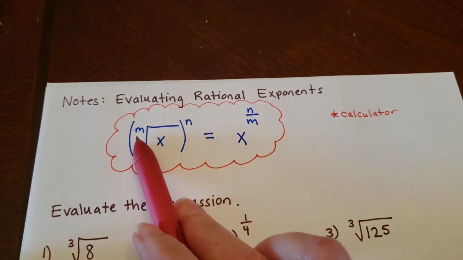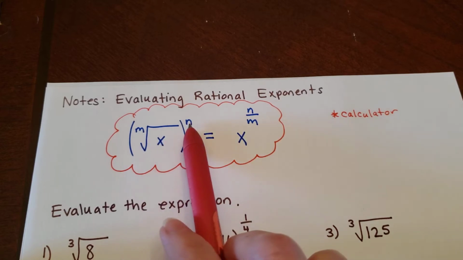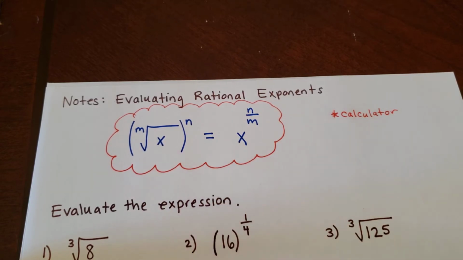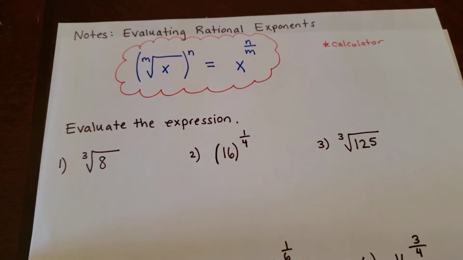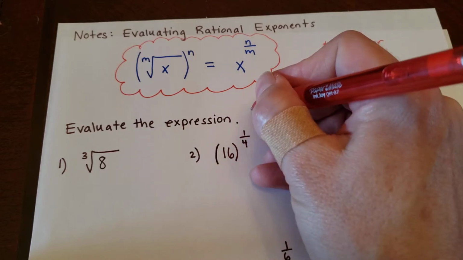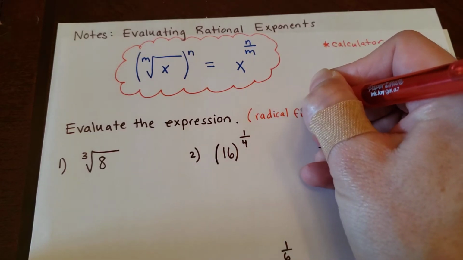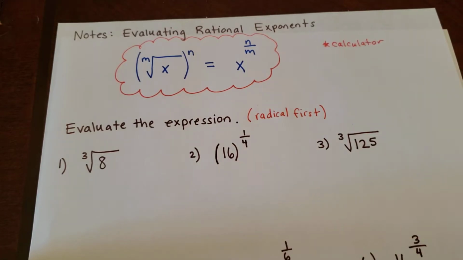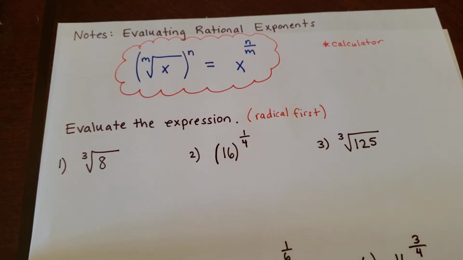Again, this m here for the radical is the denominator of our fraction. This power is the numerator of our fraction. So when we go to evaluate, sometimes it's easy to put them in the calculator, sometimes it's not. I would recommend put them in radical form first. If they're not in radical form, I would rewrite them and then we'll use the calculator for the second part. So number 1 is in radical form because it has a radical or square root.